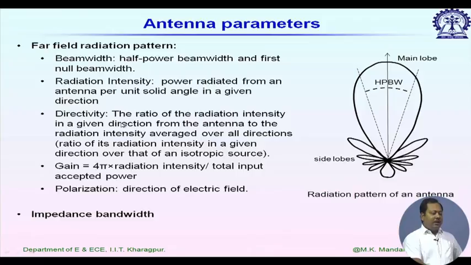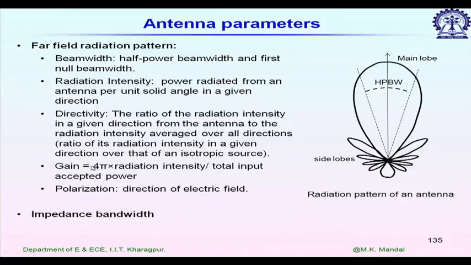The third parameter is directivity. The ratio of the radiation intensity in a given direction from the antenna to the radiation intensity averaged over all directions is called the directivity of the antenna. We can also define it in another way: the ratio of the radiation intensity in a given direction over that of an isotropic source or isotropic radiator. An isotropic radiator, if it does not have any loss, ideally radiates power in each and every direction.